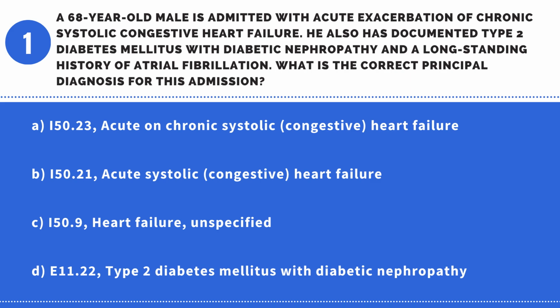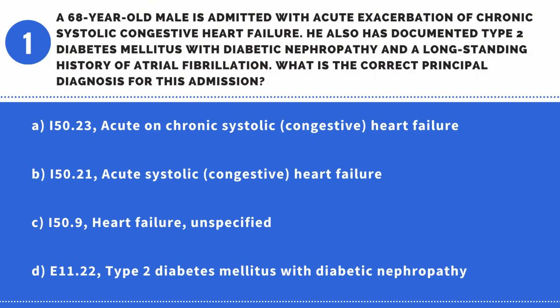Question 1. A 68-year-old male is admitted with acute exacerbation of chronic systolic congestive heart failure. He also has documented type 2 diabetes mellitus with diabetic nephropathy and a long-standing history of atrial fibrillation. What is the correct principal diagnosis for this admission?